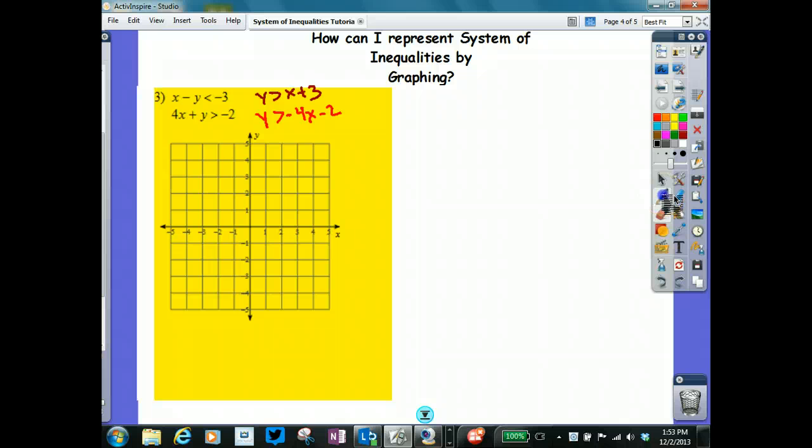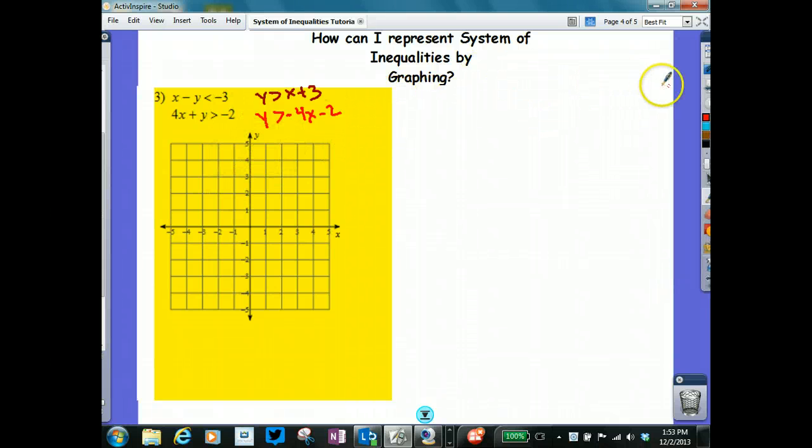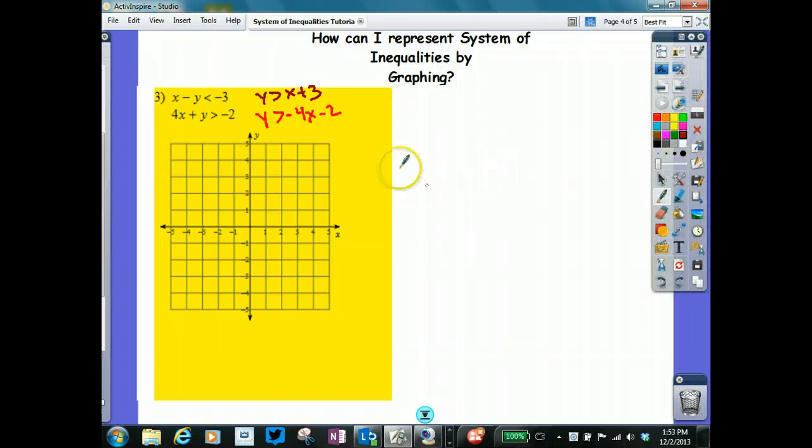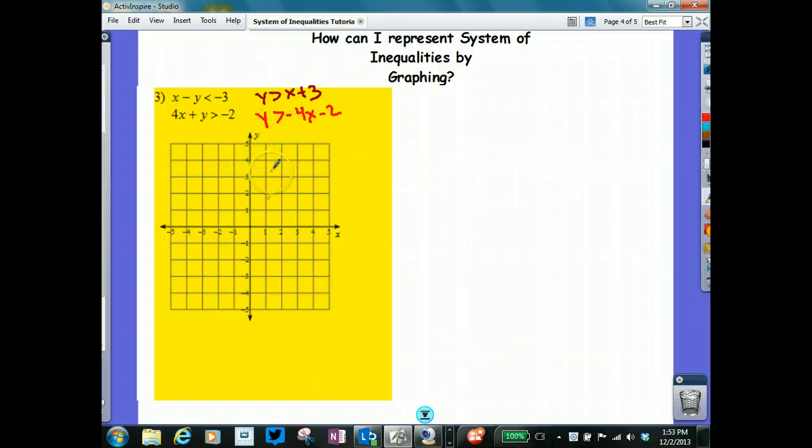So now from here, all I have to do is graph it. Let me do that first. Let's graph the first one. y is greater than x plus 3. Go to my 3. That's my y-intercept. Always start there. Go up 1 over 1. My slope. And that's the first one. Now, looking at it, you notice there's no equal sign, so it's going to be dotted. They're actually both going to be dotted here.